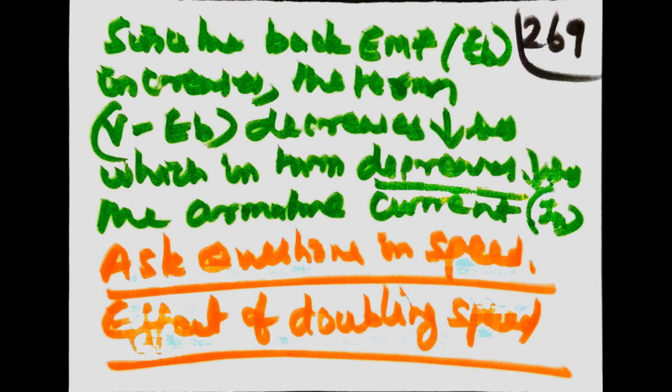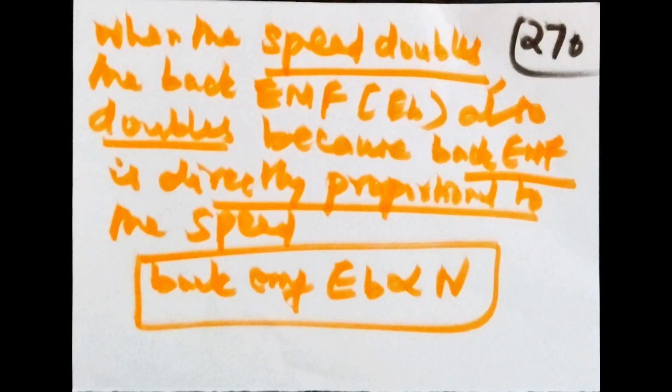Effect of doubling speed: when the speed doubles, the back EMF Eb also doubles, because back EMF is directly proportional to the speed, Eb proportional to N, where N is speed and Eb is back EMF.